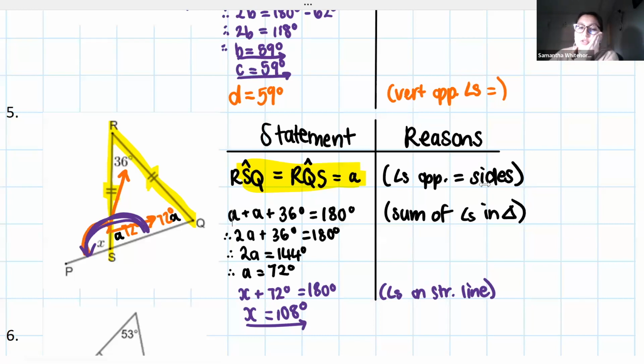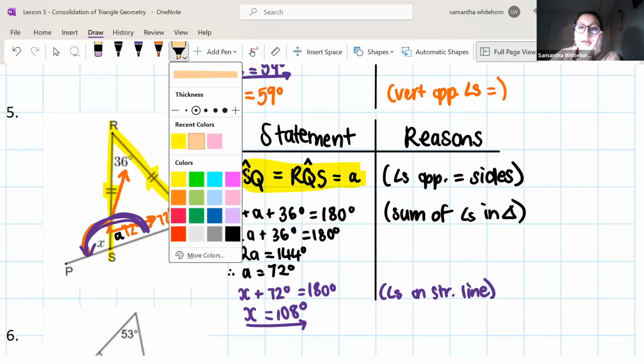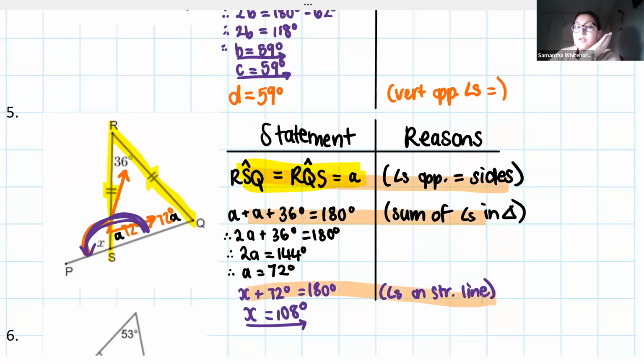Londeka, okay, what I'm concerned with is that you've written down that you've got angles opposite equal sides, that you've got sum of angles in a triangle, and that you then either use angles on a straight line or exterior angles. In terms of the working out in between, absolutely, skip a few steps, that's fine, but you should have all 3 of those reasons.